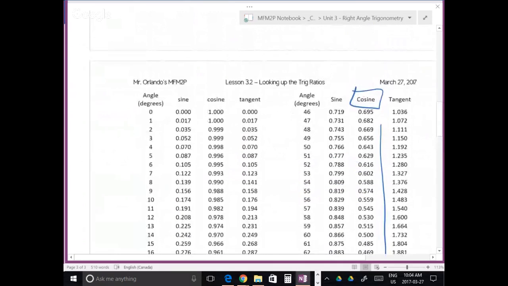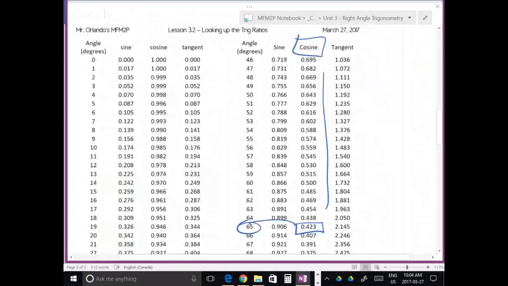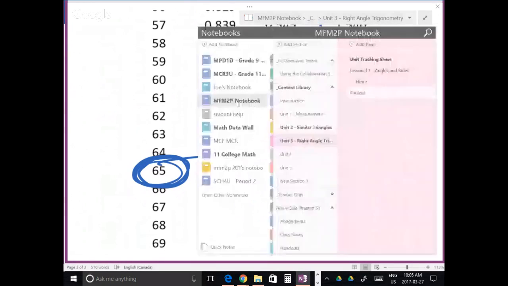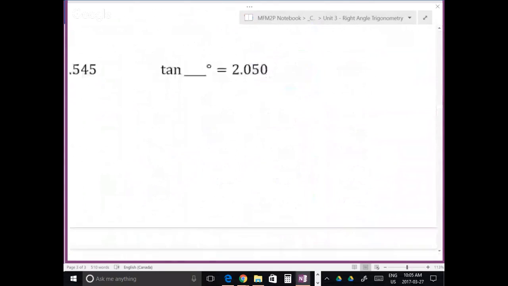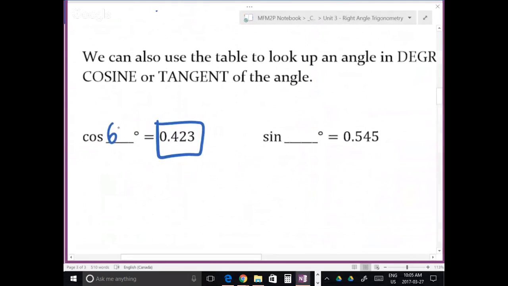That's just because you looked at the sine. That's okay. Listen, that's a great mistake to make. It's a great mistake to make because it shows you the thing you have to watch out for. But does everyone see this? I just looked down the cosine column until I found the cosine I'm looking for. And then I look at what the angle is. So what's the angle? This one is 65 degrees.